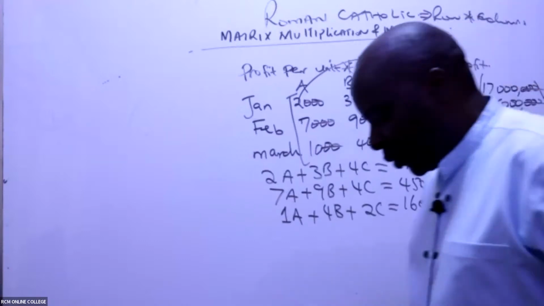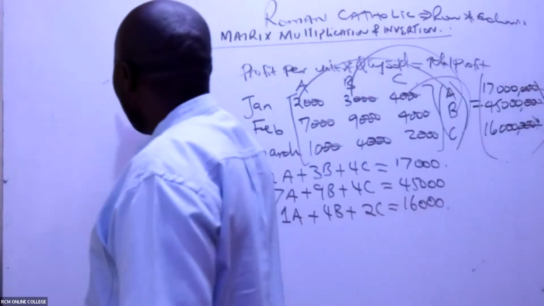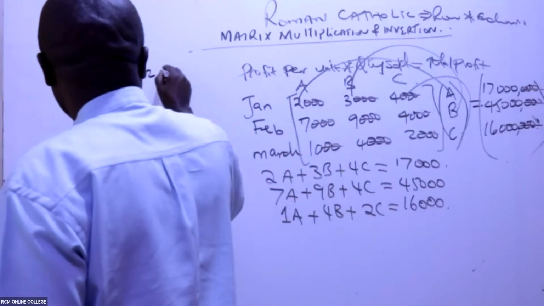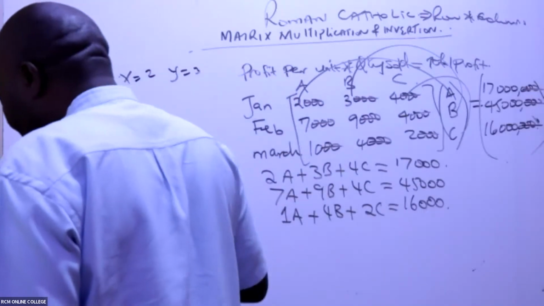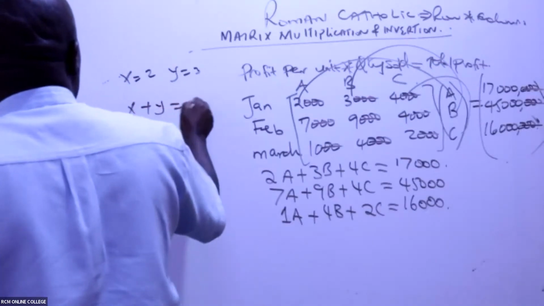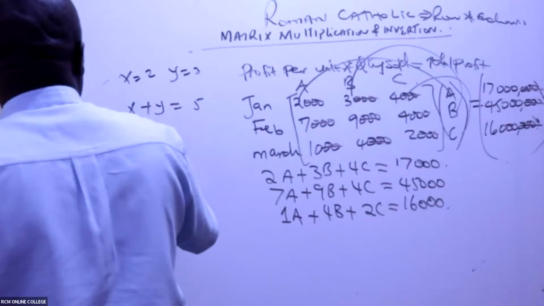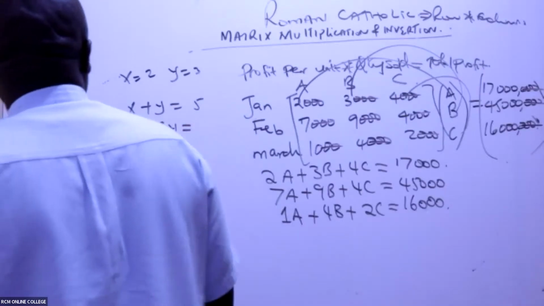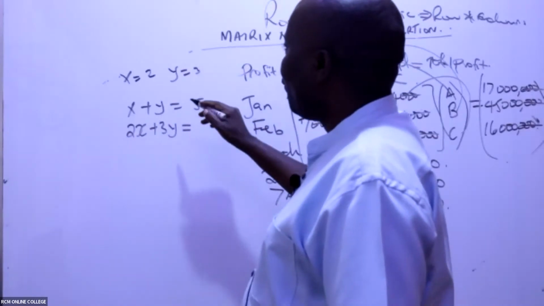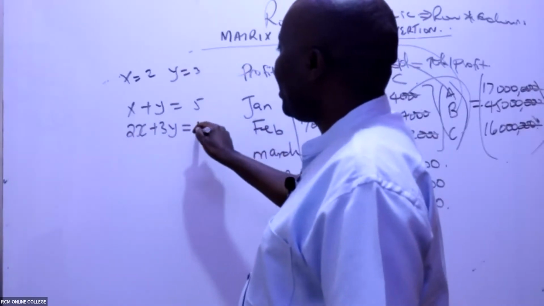Now, assuming we have this kind of a thing, we have here x, for example, is 2 and y is 3. So assuming we have here x plus y is 5, and then we have here 2x plus 3y, so that's 4 plus 9, that is 13.